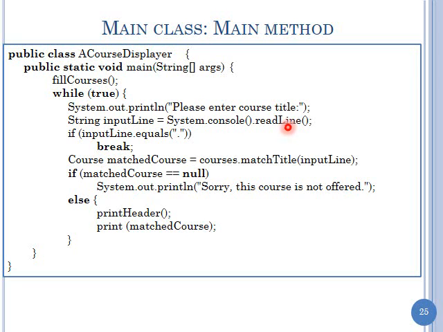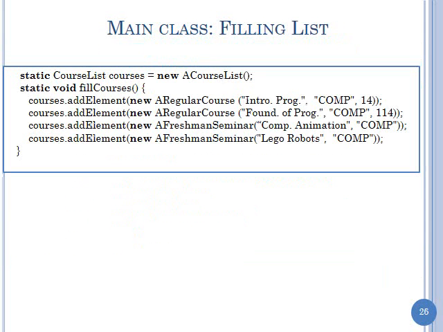I'm not sure if it's even legal, actually. But it reads a line somehow, and it checks if the line is a dot, in which case it breaks out. Otherwise, it says match the title from the courses. If the matched course is null, it says, sorry, the course is not offered. Otherwise, it prints the header and prints the matched course. So again, not an interesting loop.